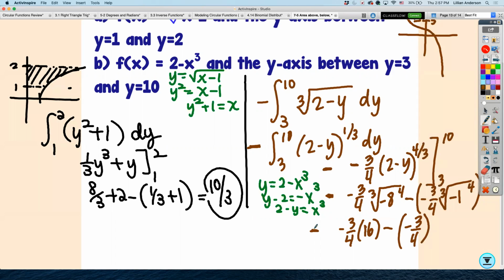Again, there's still that negative out here. Can't forget about that. 16 divided by 4 is 4. So this becomes -12 plus 3/4. Again, that negative is still out there. So this turns into -45 over 4, but there's still that negative there. So 2 negatives make a positive. So my final area is 45 over 4. And that's how you do it between the y-axis.